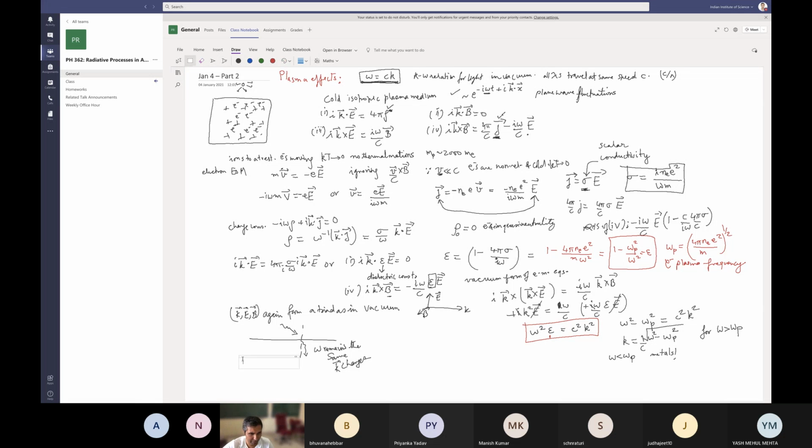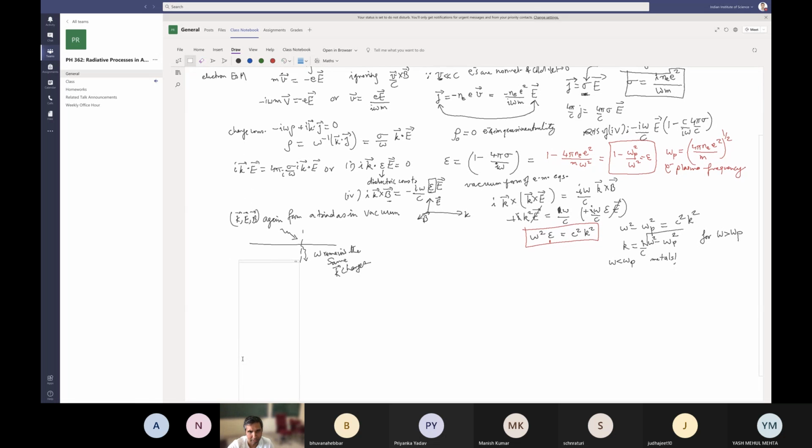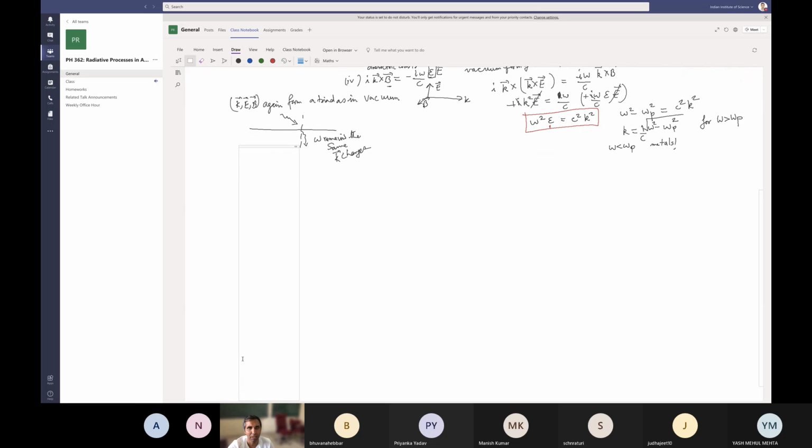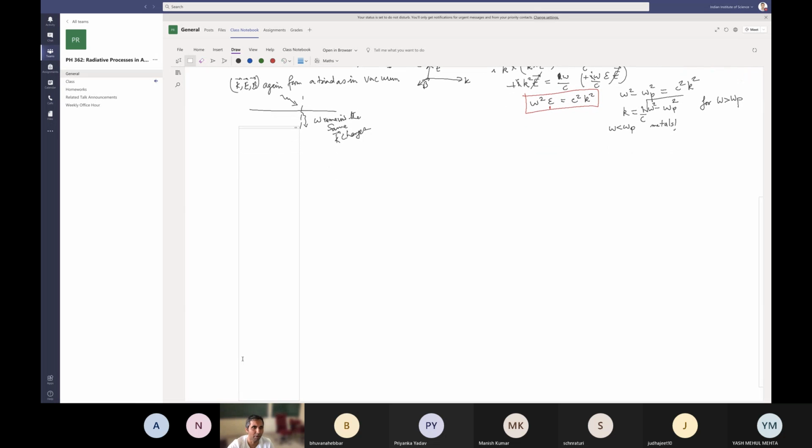So let me make some space here. This is a very important and useful and actually simple formula. This explains how waves, electromagnetic waves, travel through a plasma.